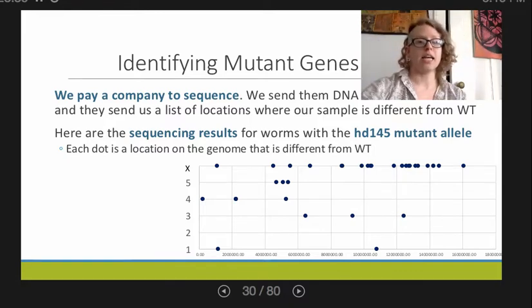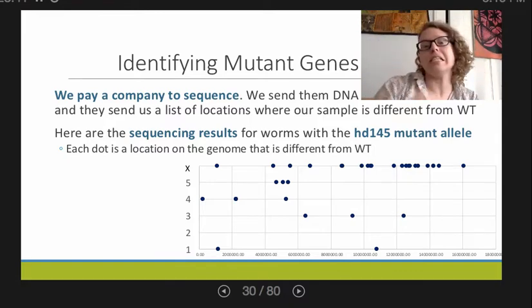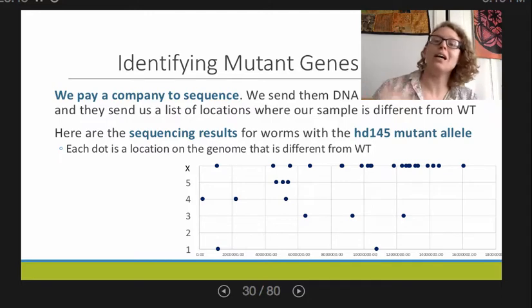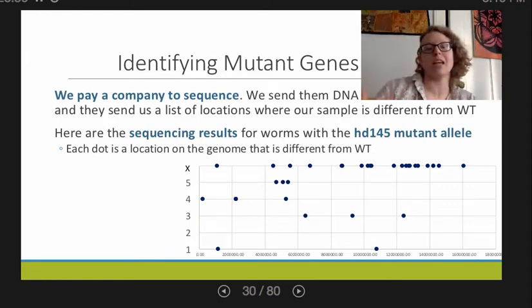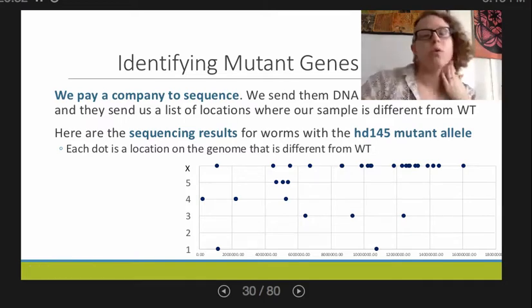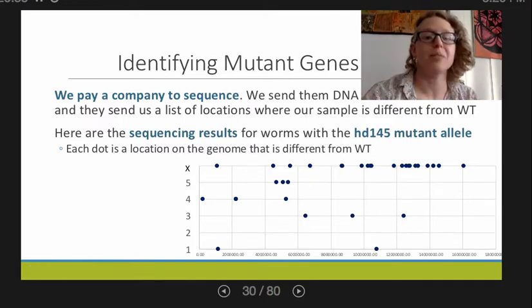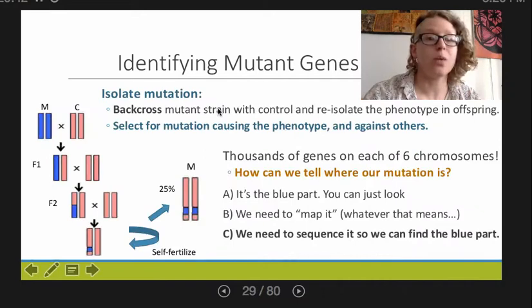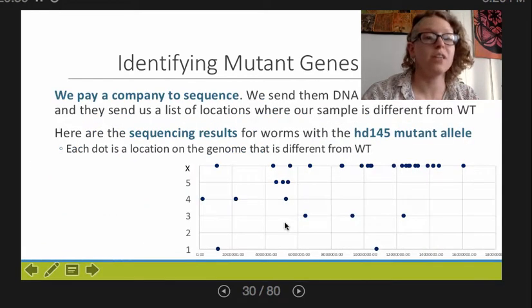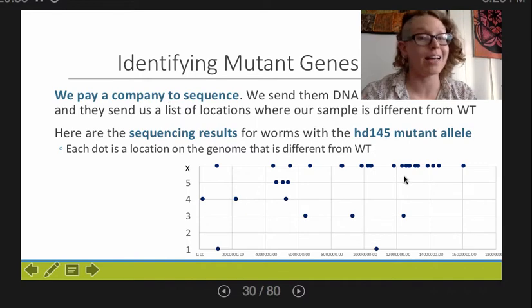Each dot is a location on the genome that is different from wild type, presumably because of the mutagenization process that it's gone through. And because of the outcrossing, it's no longer completely covered in mutations. We're going to see fewer mutations because some of this has been swapped out with wild type DNA. We essentially selected for the mutation that causes our phenotype and against others. So one of these dots causes our phenotype. We know this because the worm that we sent for sequencing has our phenotype.